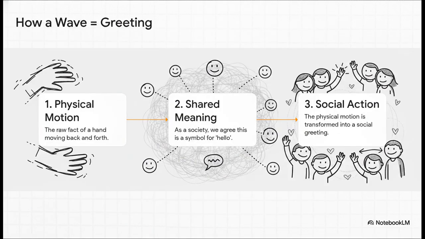Just think about a simple hand wave. As a raw fact, it's just a physical motion, right? My hand moving through the air. But here's where the magic happens. As a society, we all attach a shared meaning to it. We agree that this symbol means hello. And as soon as that meaning is shared, the physical motion transforms into a social action, a greeting. And we do this all day, every day. This is literally how we construct our social reality.